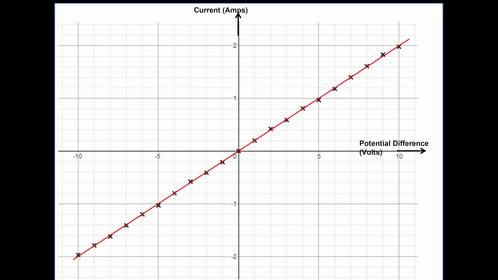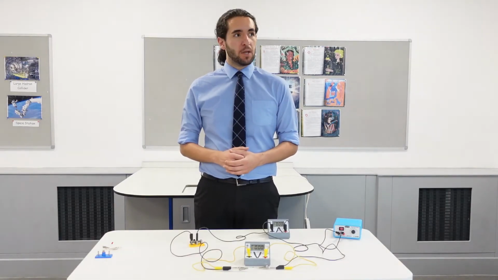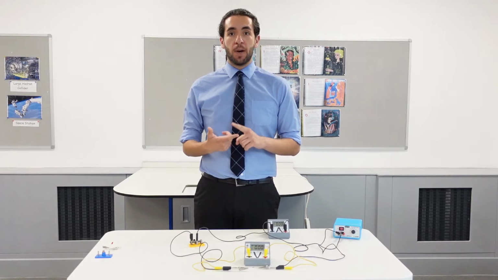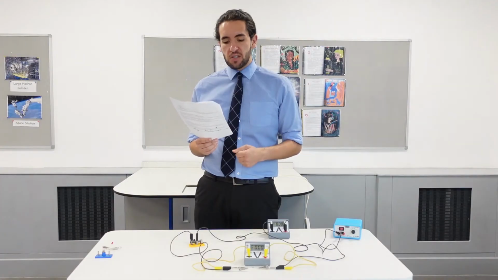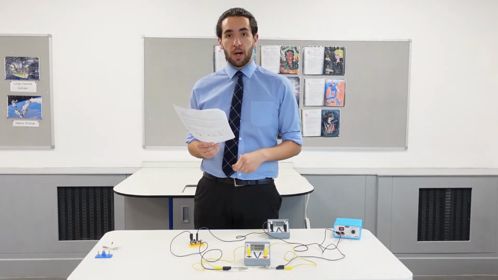And then, plotting a line of best fit, I find a directly proportional relationship. It's directly proportional because it shows a straight line that passes through the origin. And using the line of best fit, I can find the resistance. The resistance is equal to 1 divided by the gradient.